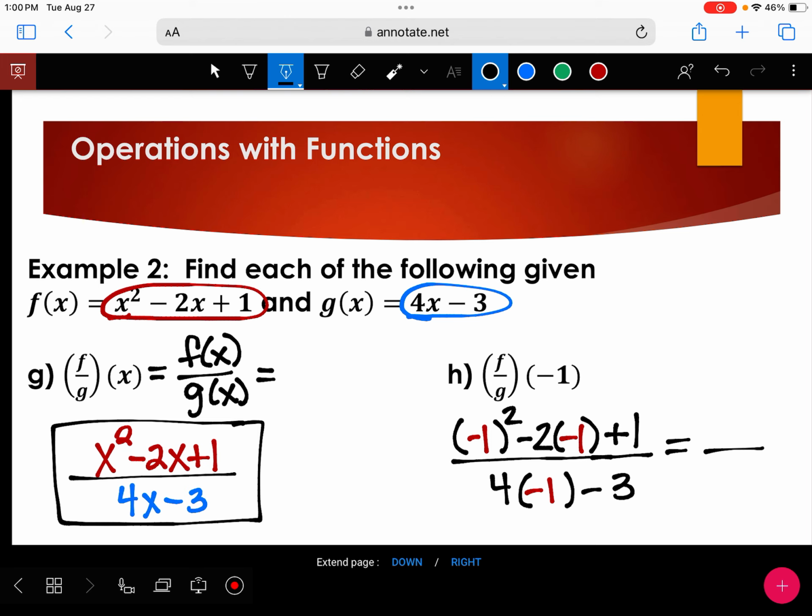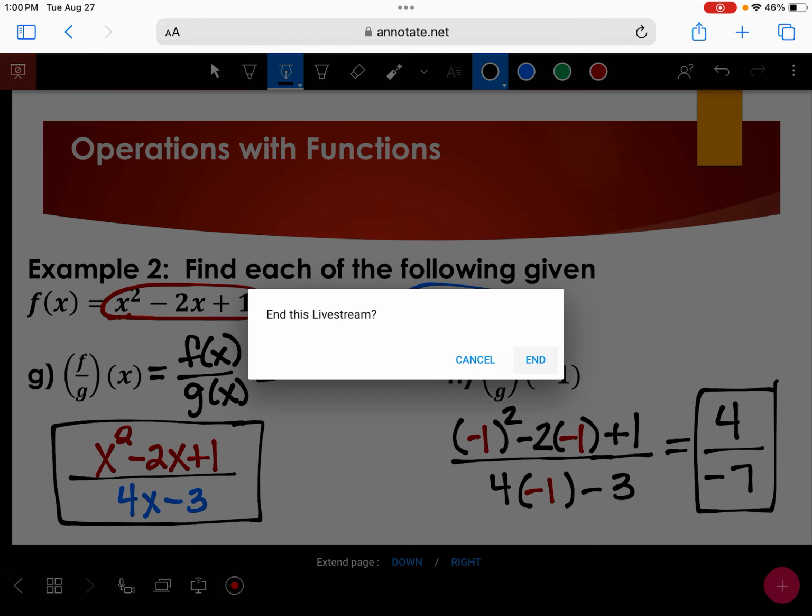So I think you get, let me see, 1 plus 2, 3, 4. So 4 over -7. Who had that for their answer? So this is the end of 2.1. Now you should have everything you need to finish homework 6, which is due tomorrow. Go ahead, draw a line in your notebook. We're getting ready to start 2.2.